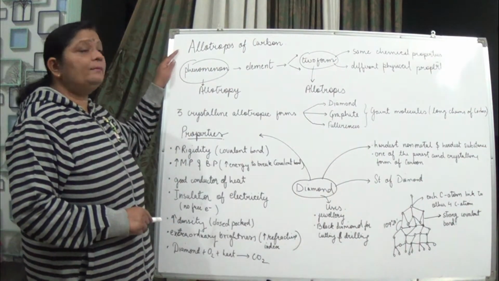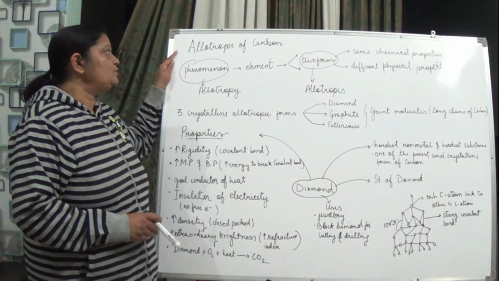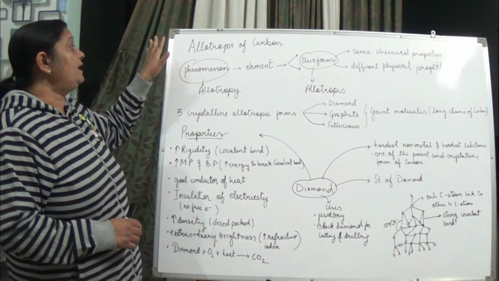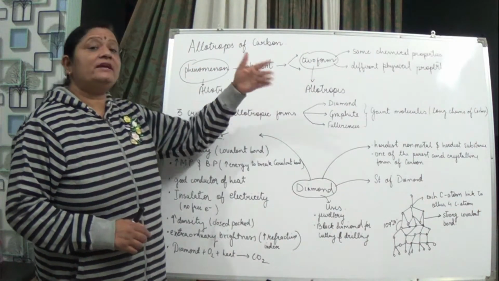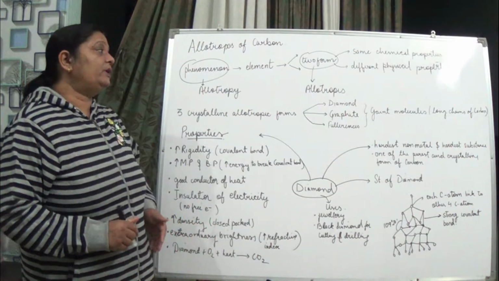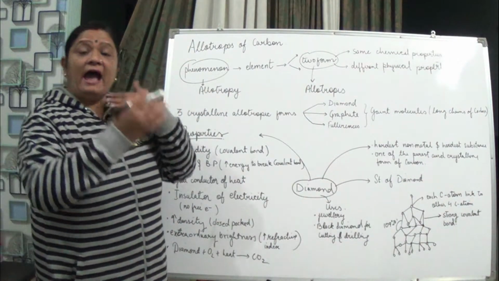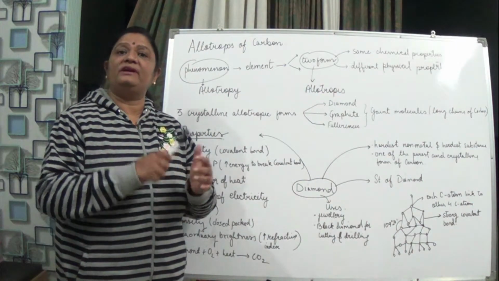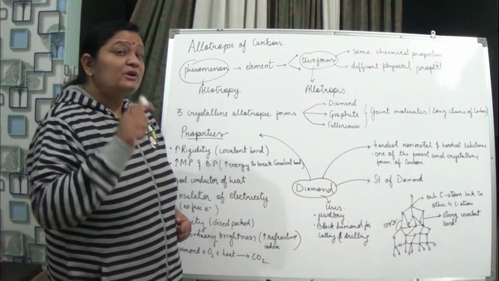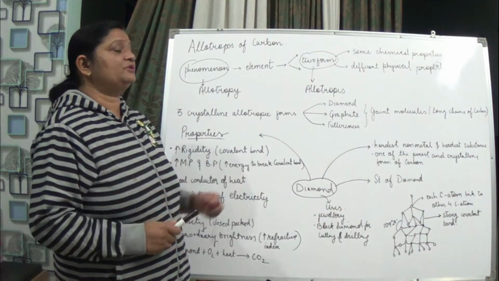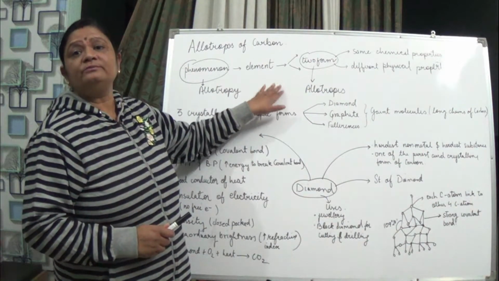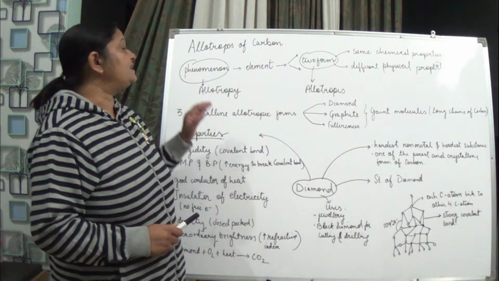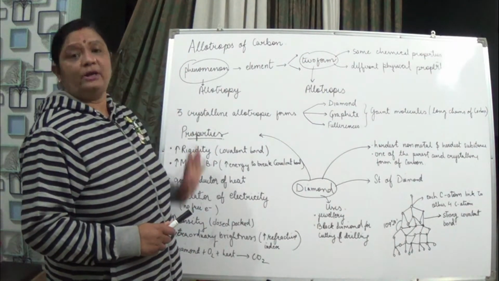Now let us study about the allotropes of carbon. So what are these allotropes? When an element exists in more than two forms, having the same chemical properties but different physical properties because of the arrangement of the atoms, they are known as allotropes. And the phenomenon is known as allotropy.